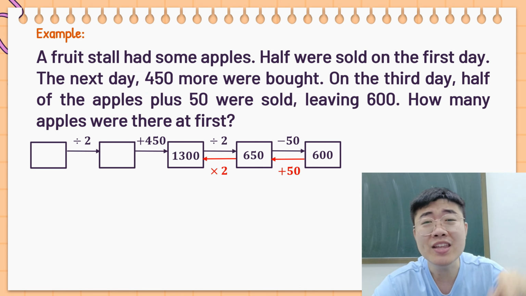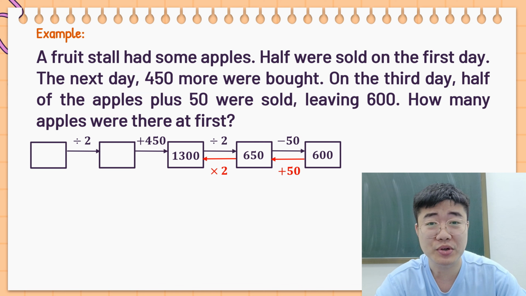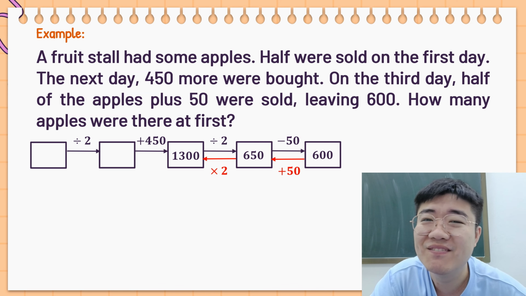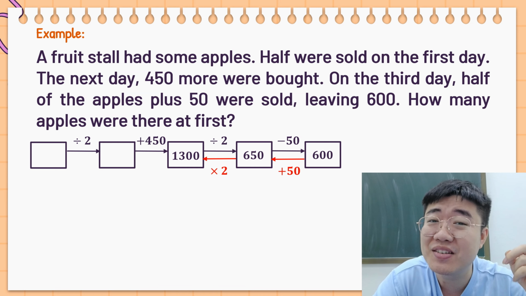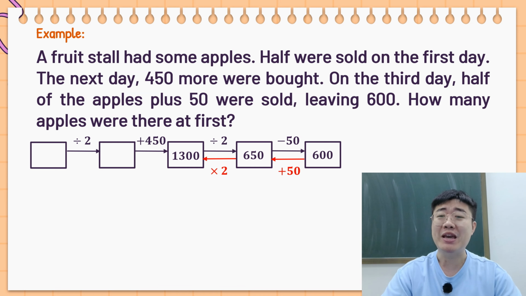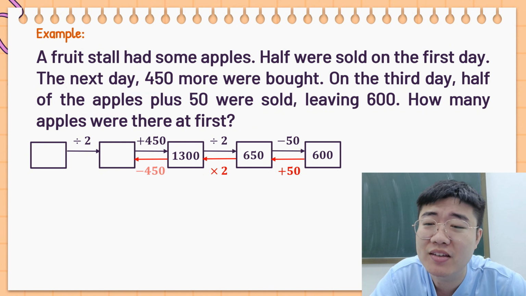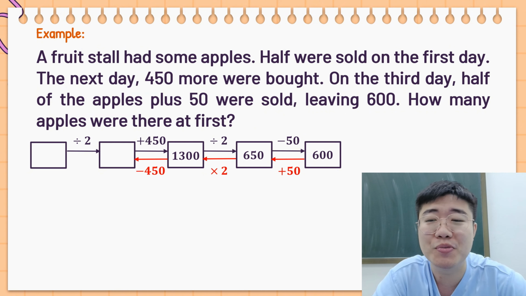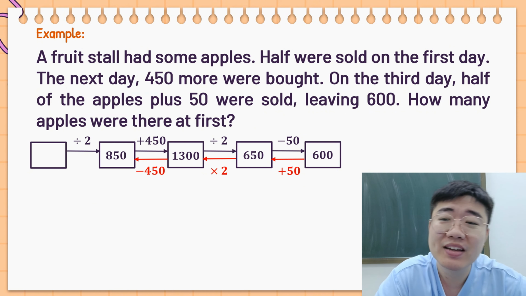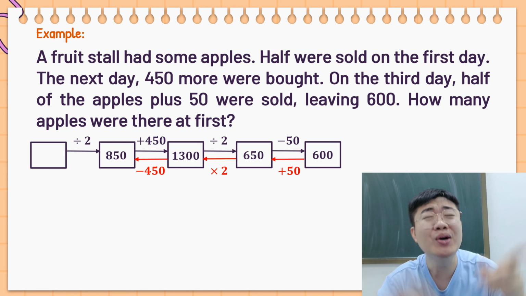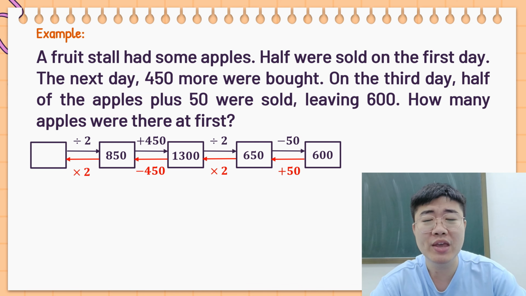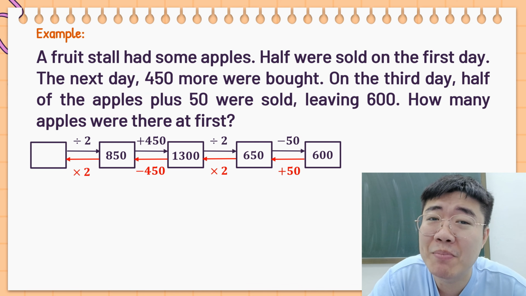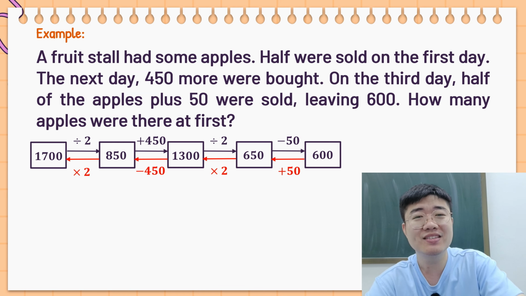Now after adding 450 is 1,300. At first it's more or less? Very good, this is less. So now we have to do the opposite. Change the plus into a minus. Minus 450. So now this number will be 850. Now divide by 2, we need to change it into? Yes, we change it into times 2. So 850 times 2. Now the number at first is 1,700.